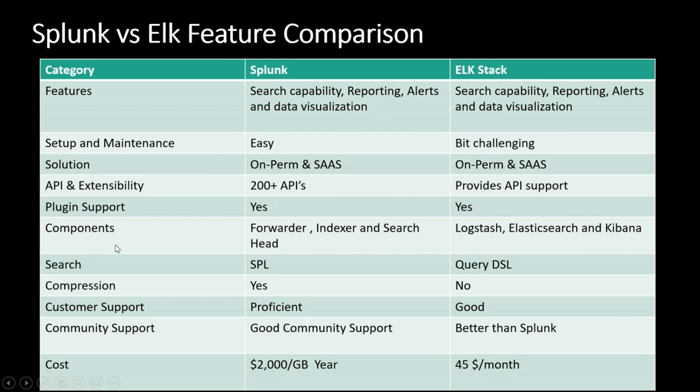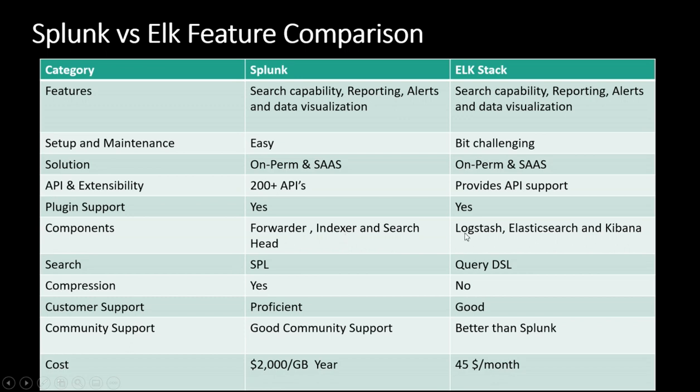When it comes to components, there are three components in ELK stack, whereas Logstash sends the logs from source systems to Elasticsearch, whereas in Splunk, the forwarder sends the logs from source systems to the indexer. The logs will be stored in Elasticsearch, whereas in Splunk the logs will be stored in the indexer. Kibana provides the visual representation, whereas the search head also provides the visual representation.